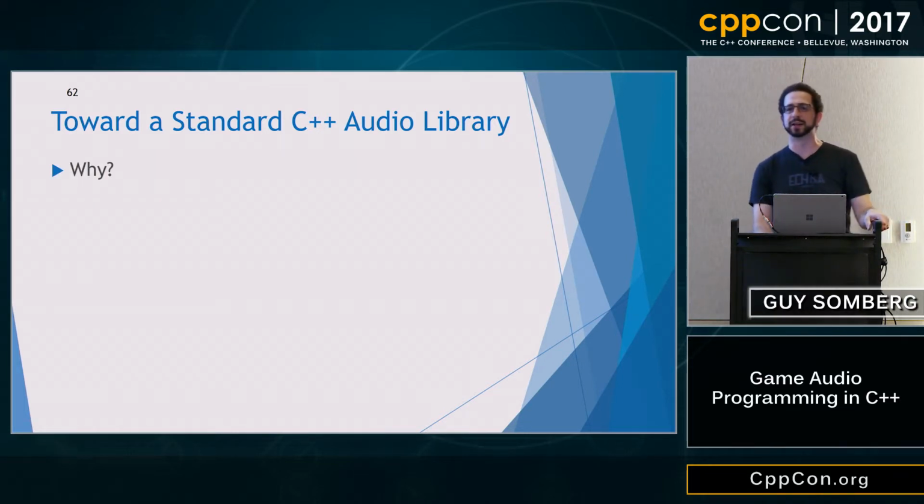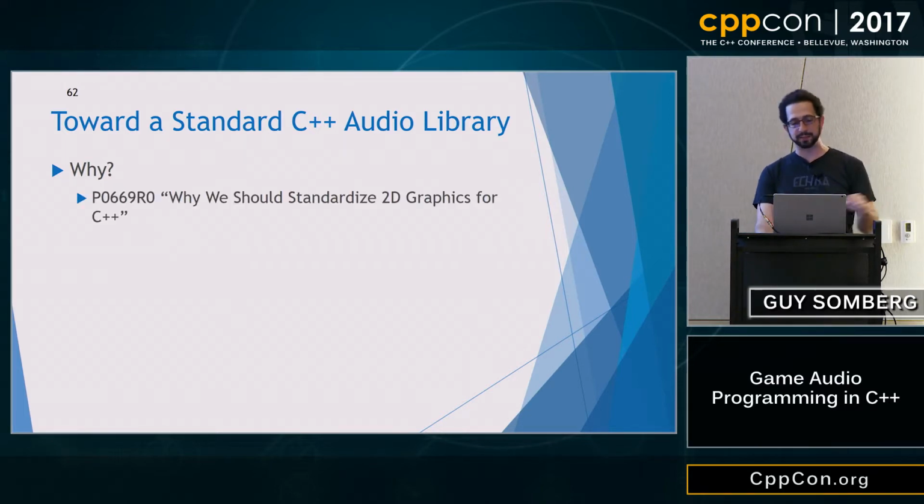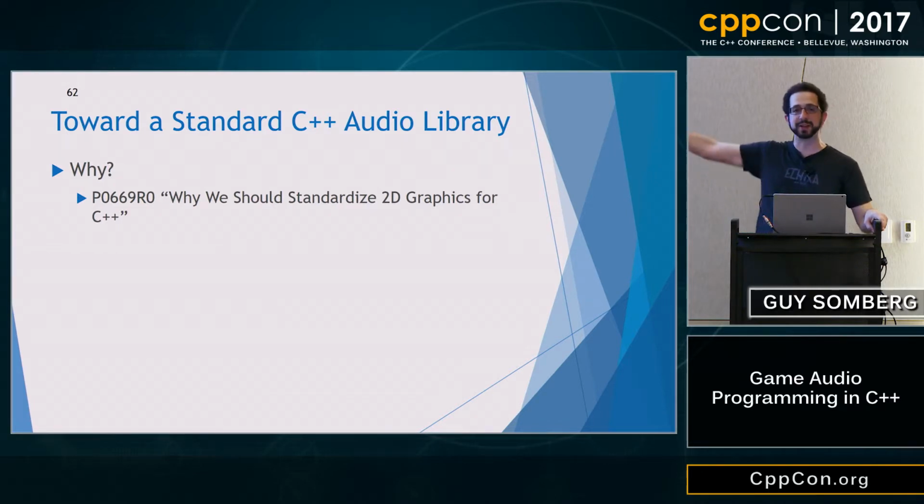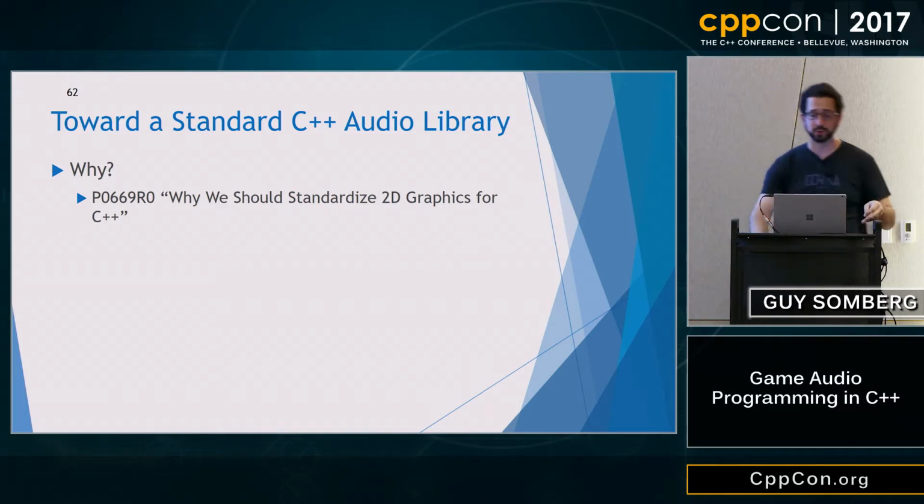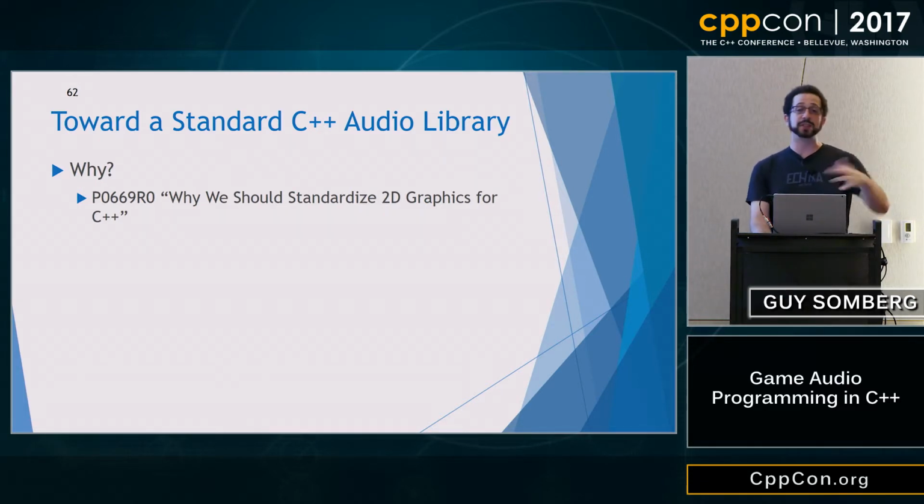Why should we even standardize this? And to answer that, I'm going to point at P0669, by Guy Davidson and Michael B. McLaughlin, why we should standardize 2D graphics for C++. This is a really good summary of the 2D graphics proposal, and starting on page 8 of that proposal, there's a justification of why we should be doing 2D graphics in the C++ standard. The thing is, this paper should be templated, because if you just replace 2D graphics with audio, all the same justifications apply equally validly. So these justifications in the paper take the form of responses to potential objections.